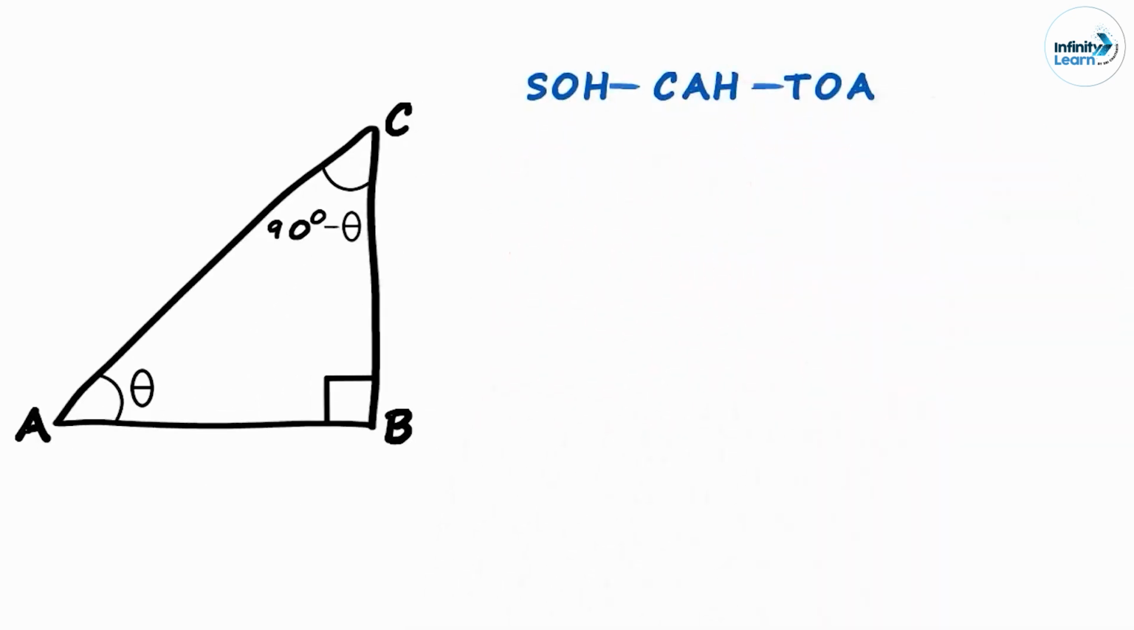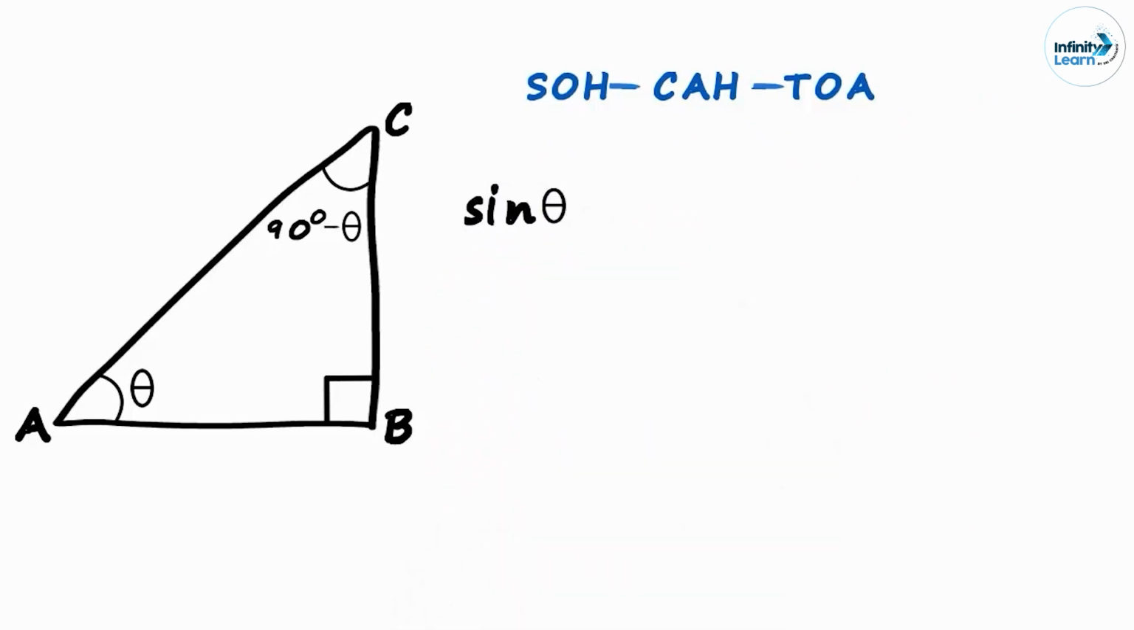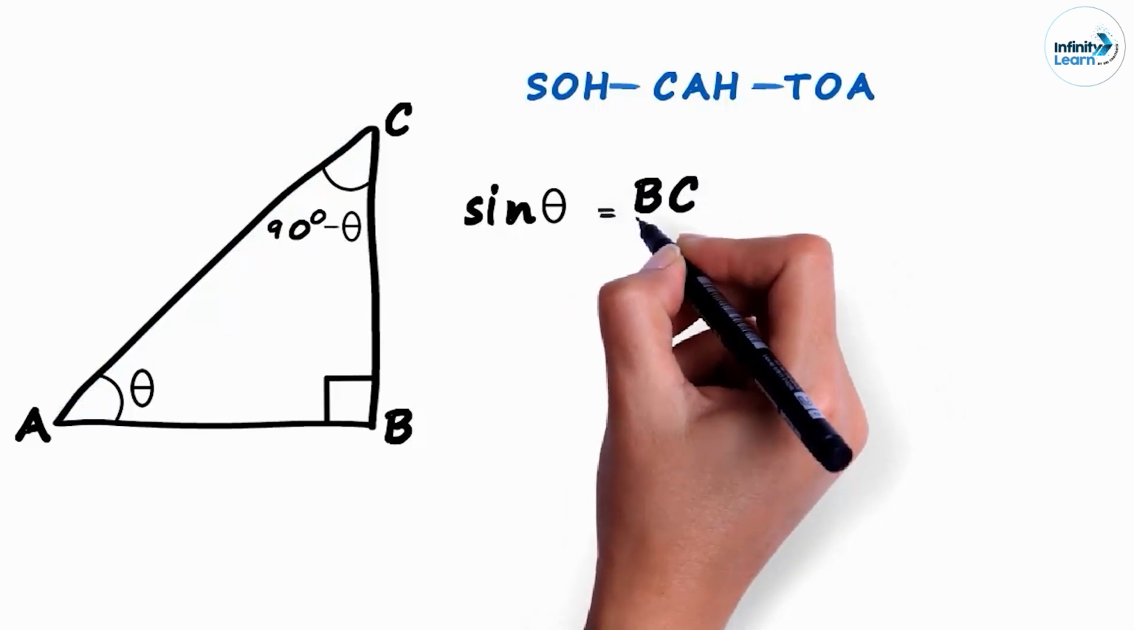Sine is opposite by hypotenuse. Let's find sine of theta first. Side opposite to theta is BC and the hypotenuse is AC. We can write sine theta as BC by AC.